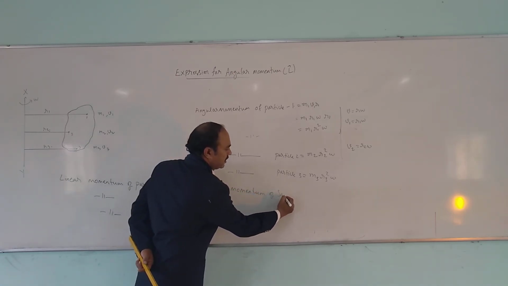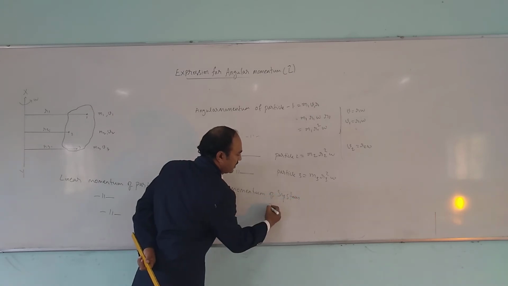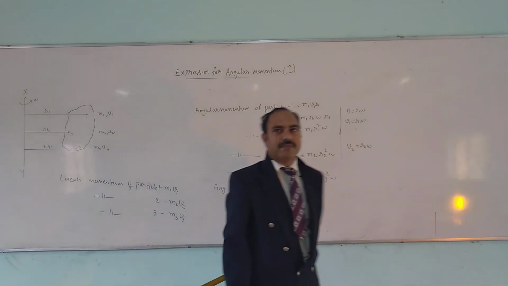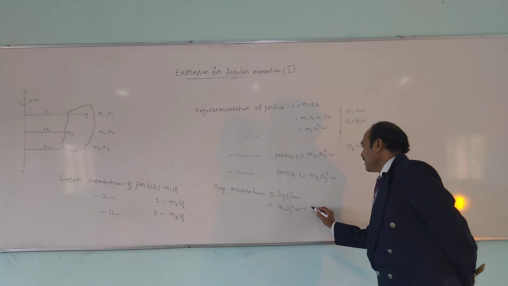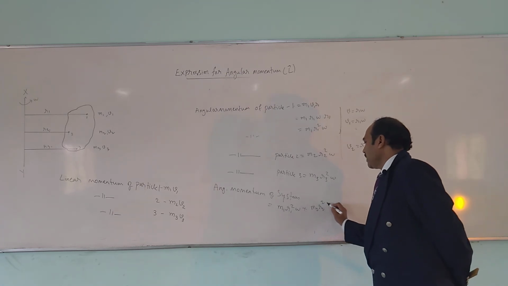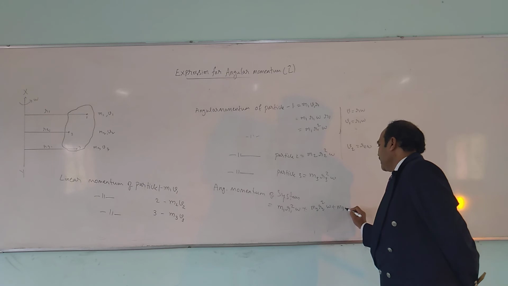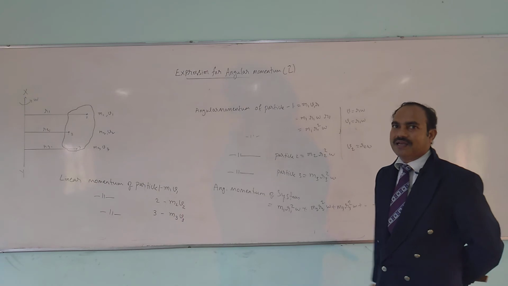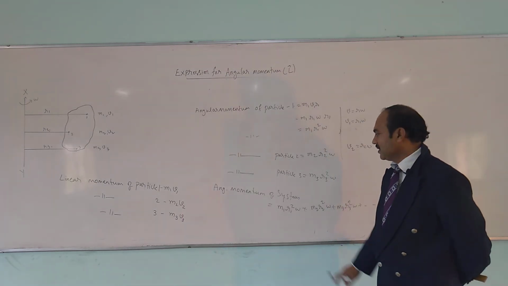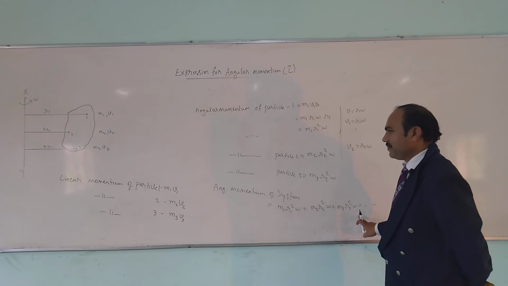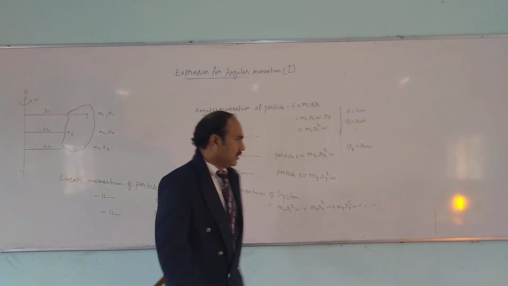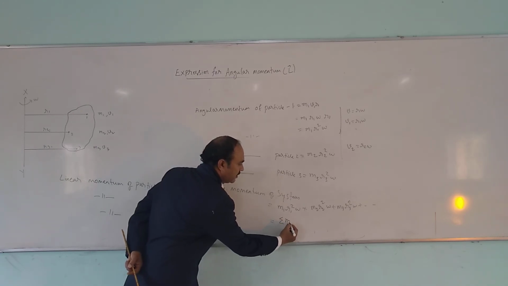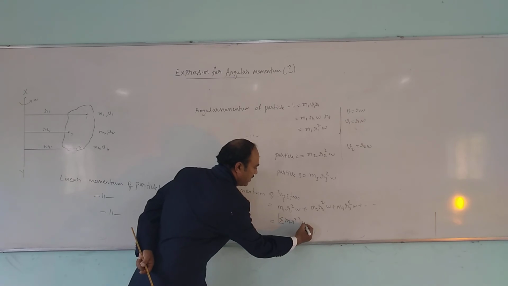So the angular momentum of the system is equal to m1 into r1 square omega, this is the angular momentum of particle number 1, plus m2 into r2 square omega plus m3 into r3 square omega plus so on. We are summing up all the angular momentum of individual particles. Notice that omega can be taken as common. So this expression can be written as sigma, the summation, mr square multiplied by omega.